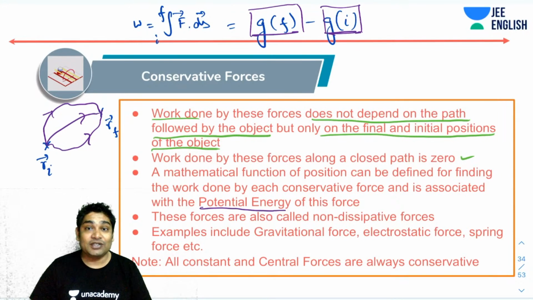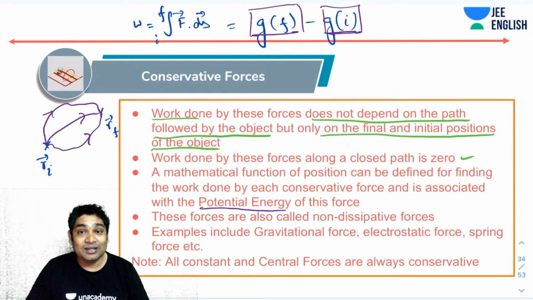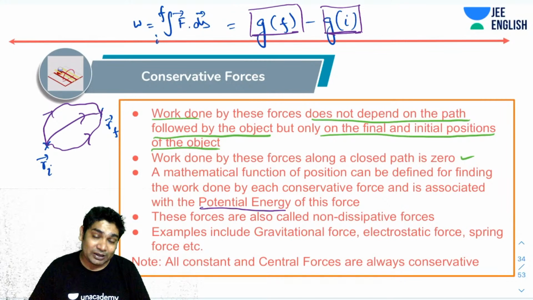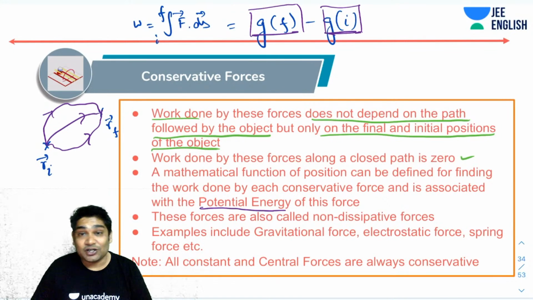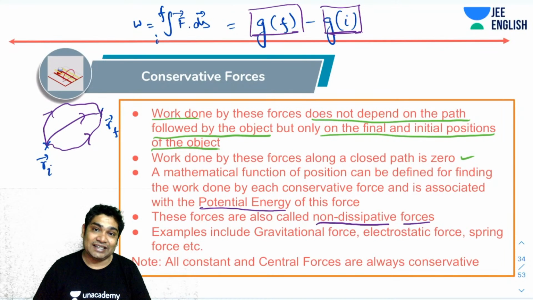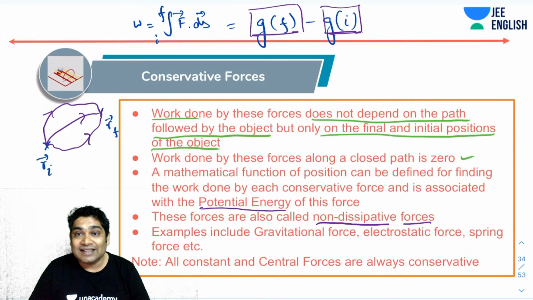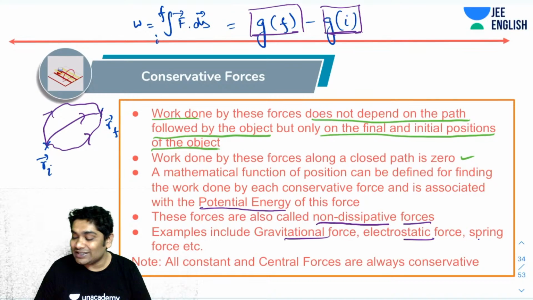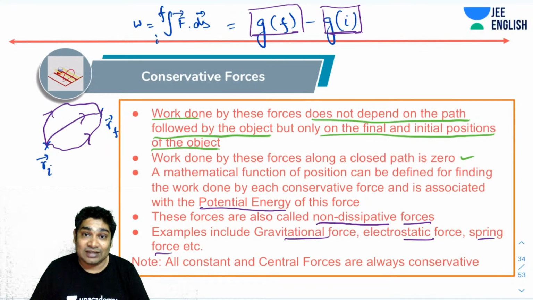That is why you study that potential energy is an energy associated with position, because mathematically it is a function of position. Work done by conservative forces depends on initial and final positions only. These forces are also called non-dissipative forces, because they do not spend the energy that they take away, they store it. Examples include gravitational force, electrostatic force, spring forces, etc. These are all examples of conservative forces that exist in nature.